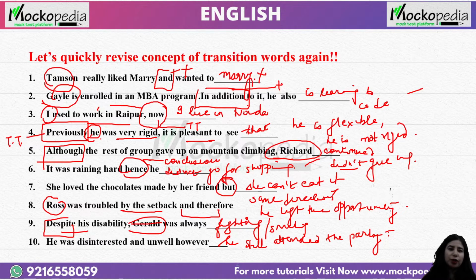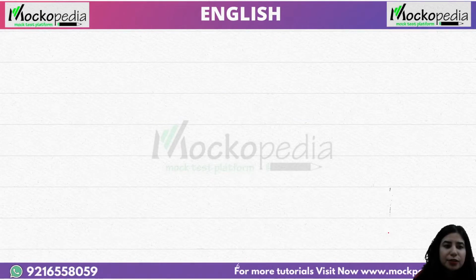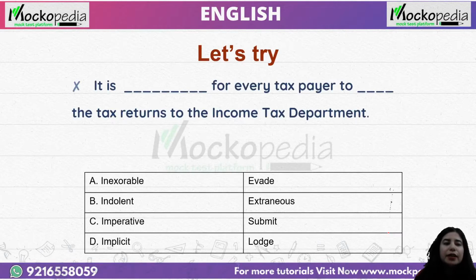We've understood how transitions play an important role, how time clues work, and how they can help us reach the right answer. So it's time to get started and let's check this question. Okay, so this is the first question in front of you. Let's actually try it together and then we are going to move further. So it's a dash for every taxpayer to dash the tax returns to the income tax department.